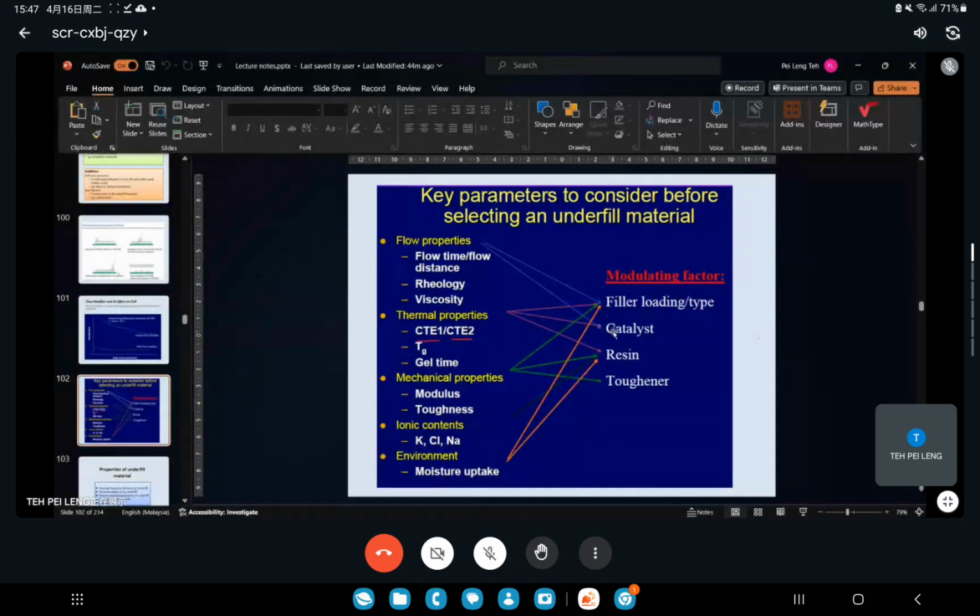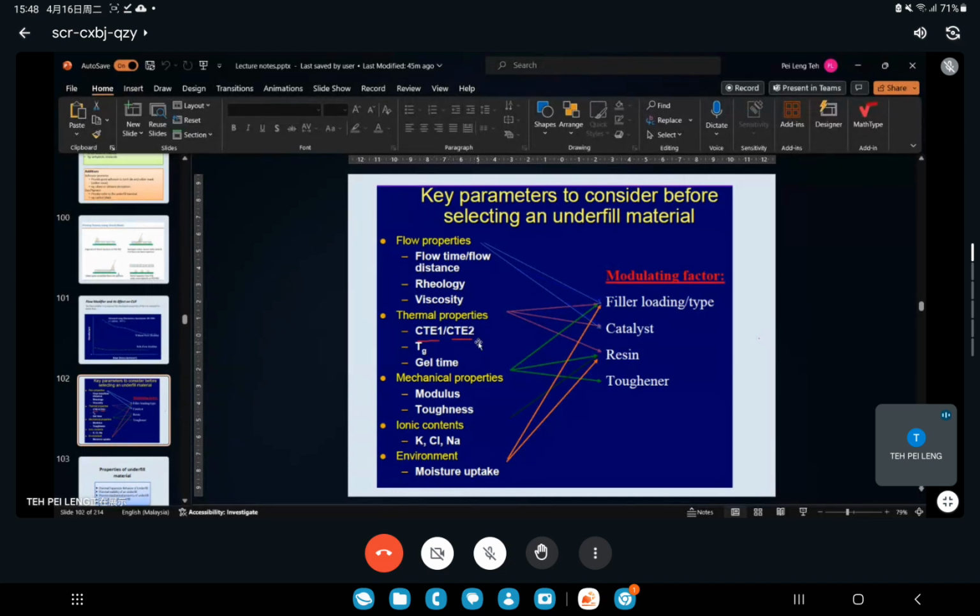If I'm not mistaken, one of the assignments for your rubber processing is also like that. So you need to judge in terms of flow properties. What is given in the table? Viscosity, rheology, and flow time all control your flow behavior. Your gel time, Tg, and thermal expansion are controlled by your thermal properties.